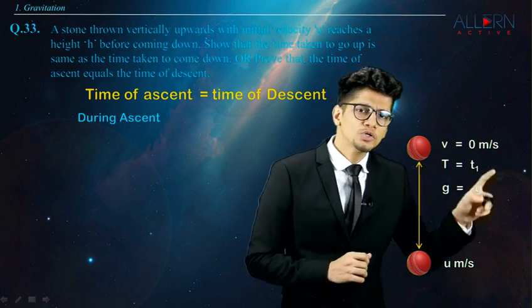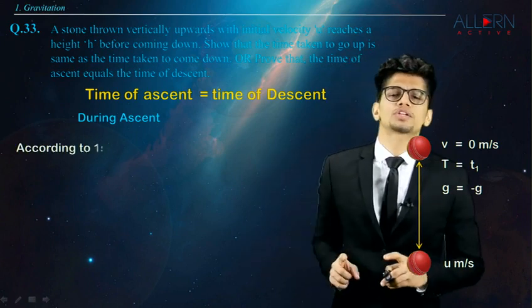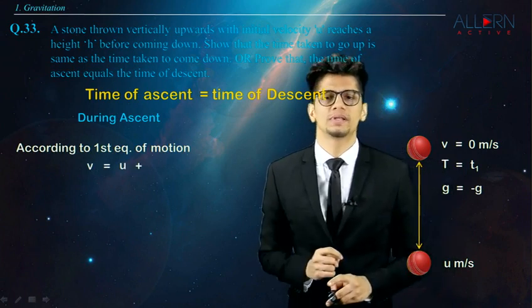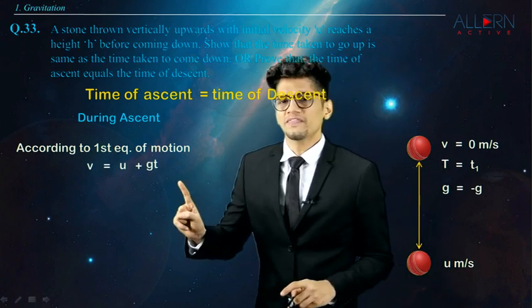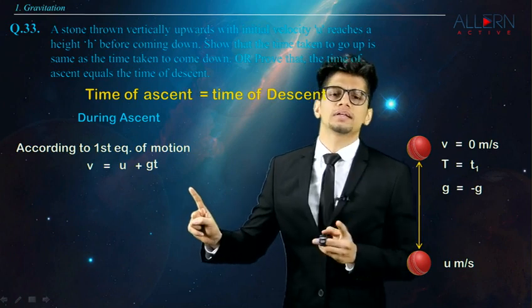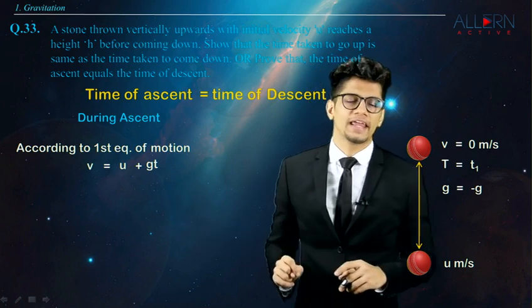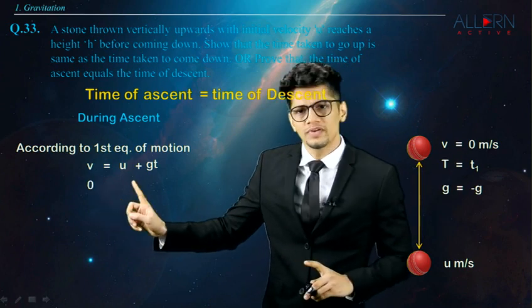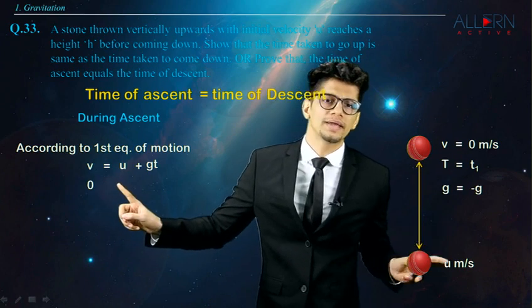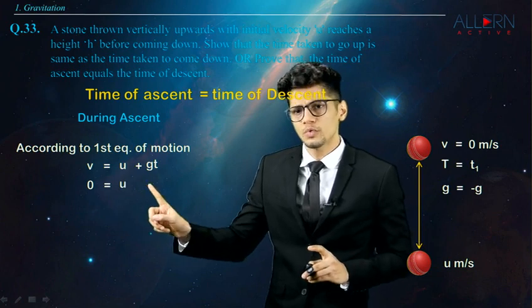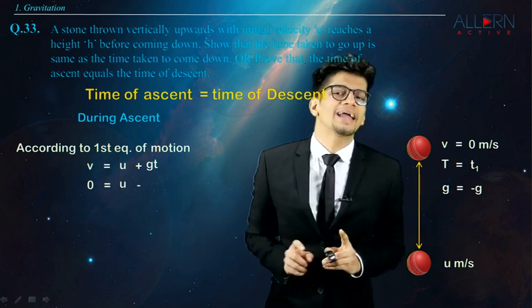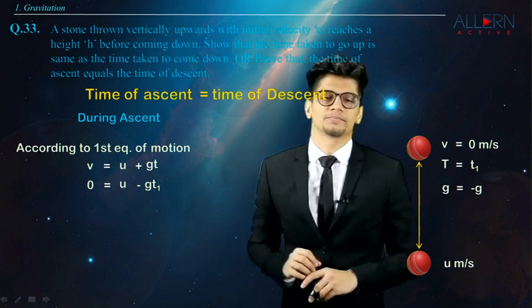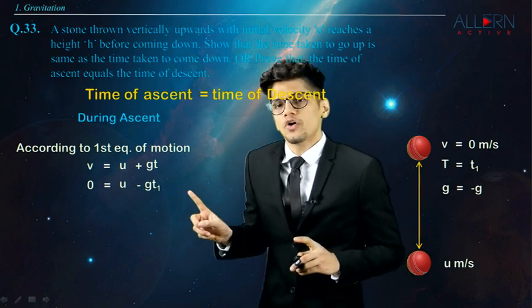If we substitute all these values in the first equation of motion, v is equal to u plus at. Since this motion is vertical, we write g instead of a. So v is nothing but 0. We write 0 is equal to u, u remains u, plus g, but we have minus g, so it becomes minus g, and t becomes t1. We have to find the value of t1.